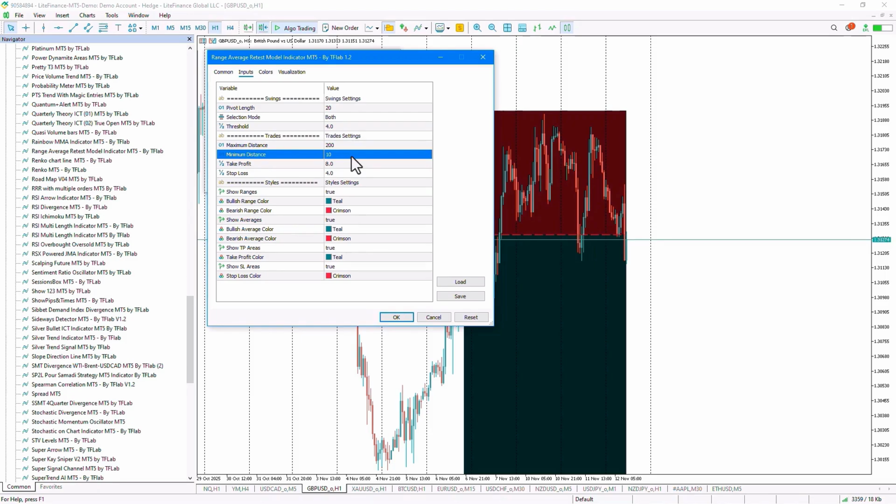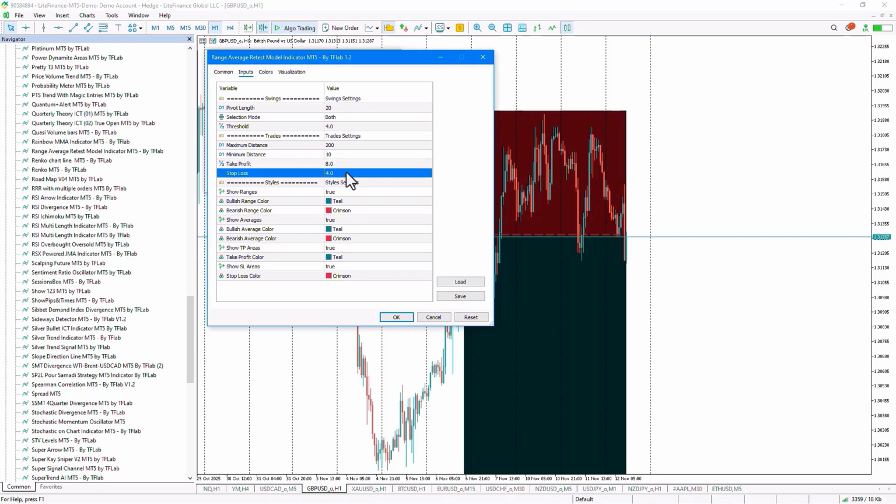In the next parameter, we can also specify the minimum distance, which takes into account the minimum number of candles required to reach the average range level. If fewer candles than this value reach the average level and a breakout occurs, it does not display the trading opportunity. In the next parameter, we can also specify the multiplier for take profit and stop loss here. This is a coefficient that can be set in ATR, allowing us to consider different risk to reward ratios for these two parameters. By default, it is set to 8 and 4, which gives us a risk to reward ratio of 1 to 2 here.